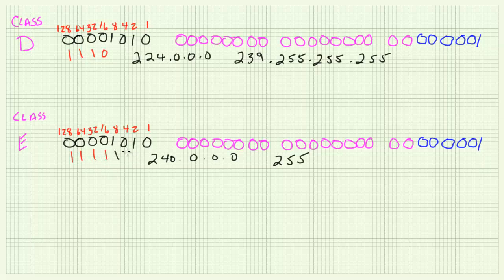If we set the last 4 to 1 as well, that basically says set everything to 1 in this first octet. Then we'll set everything to 1 in the second, everything to 1 in the third, and everything to 1 in the fourth. So we'll wind up with the last Class E being 255.255.255.255. And those are our 2 special cases, Class D and Class E.